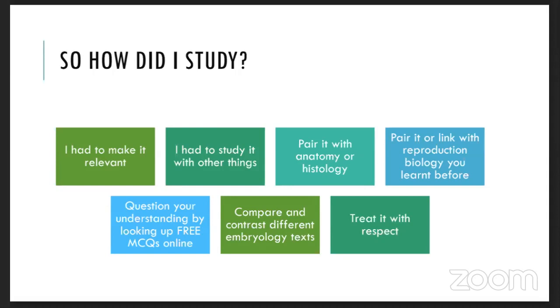I had to study it with other things. So, for example, especially when you move on to systems-based, I had to learn about the embryology of the system first and then do the anatomy of the system after. So I had to study them in tandem. I couldn't do it in isolation. Pair it with your anatomy or your histology, because as I said, there are some histological things which are related to it too. Pair it or link it with reproductive biology that you may have learned from before, right? Some of you do biology in high school, at least at some point. I think you have to, right?